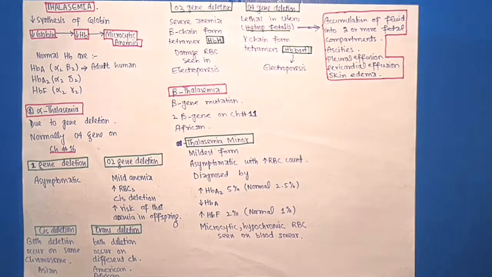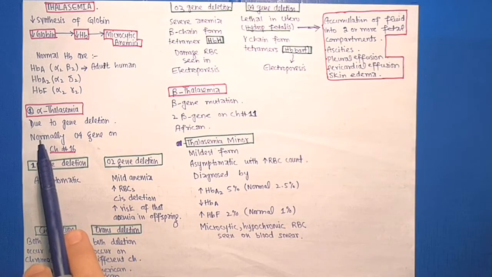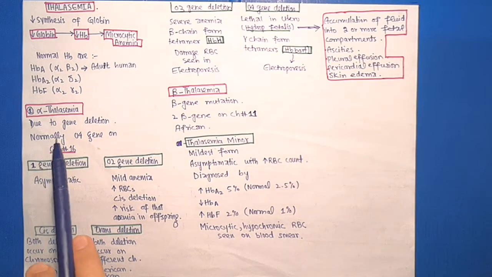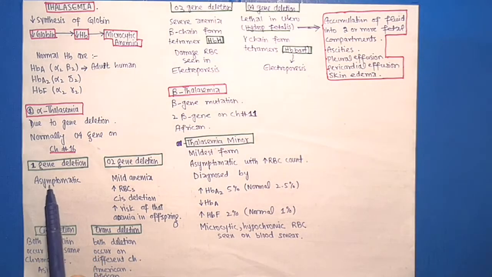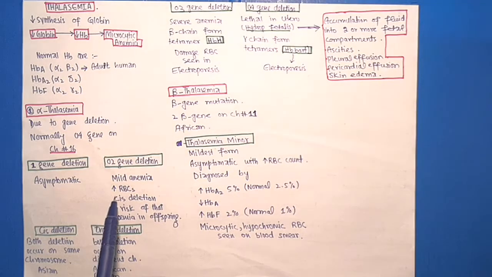Alpha thalassemia is usually due to gene deletion. Normally, there are 4 alpha genes on chromosome number 16. One gene deletion is usually asymptomatic. Two gene deletion has mild anemia, and there is increase in red blood cell count.